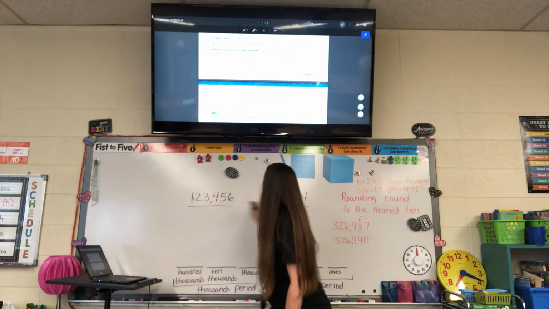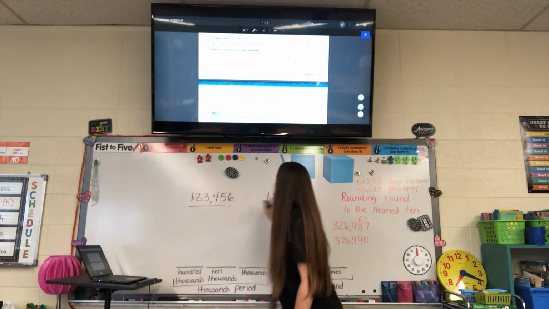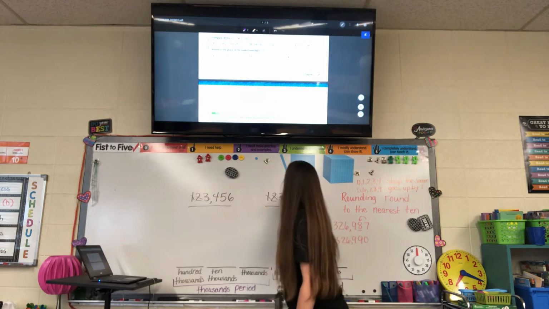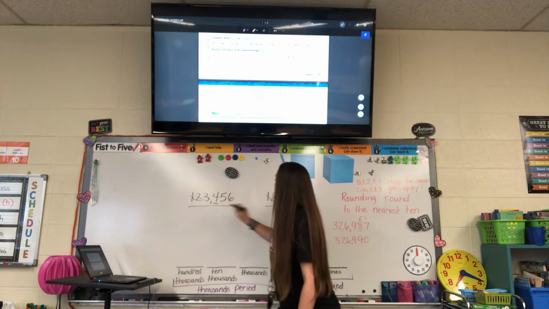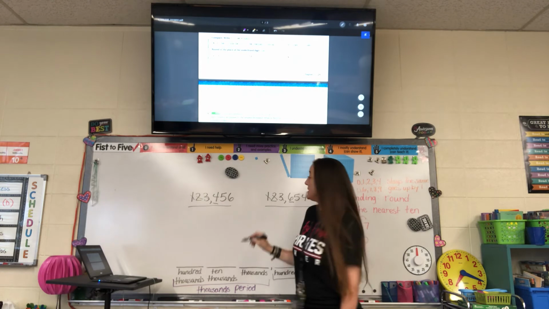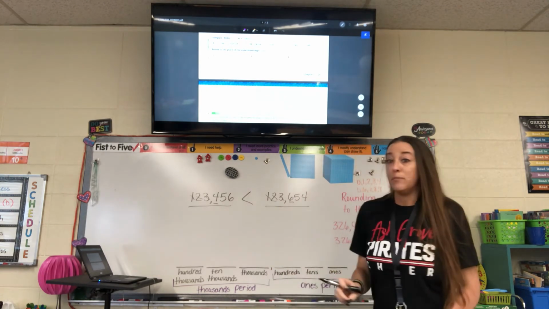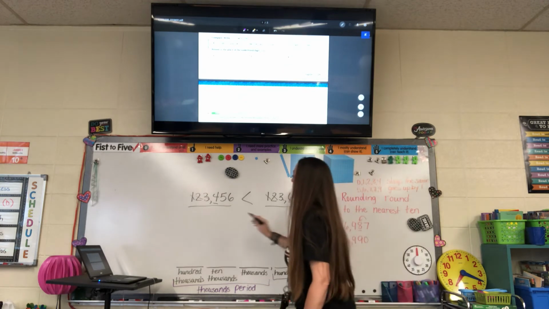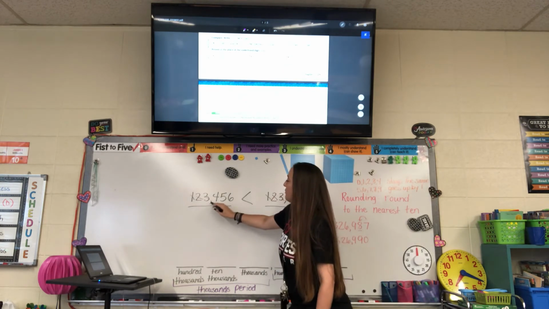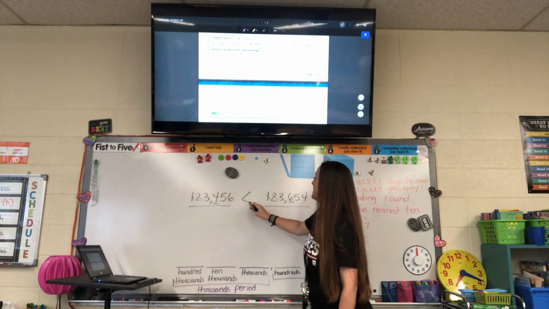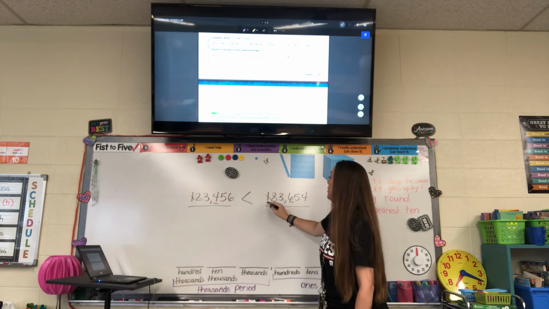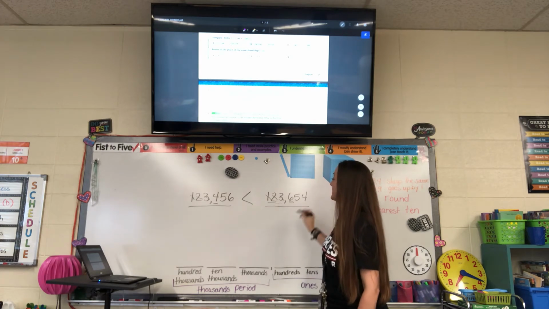So 1 is the same in both. 2 is the same in both. 3 is the same in both. We have a 4 and a 6. Which is bigger? 6. So we're going to use, the mouth always opens towards the bigger number. So that says 123,456 is less than 123,654.